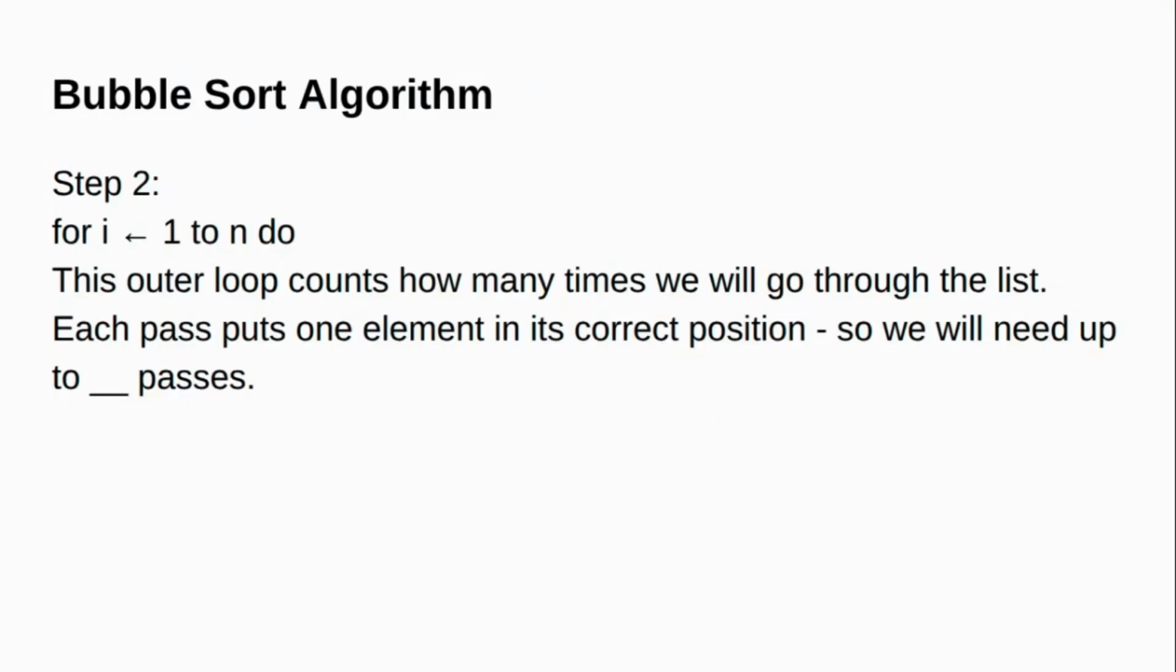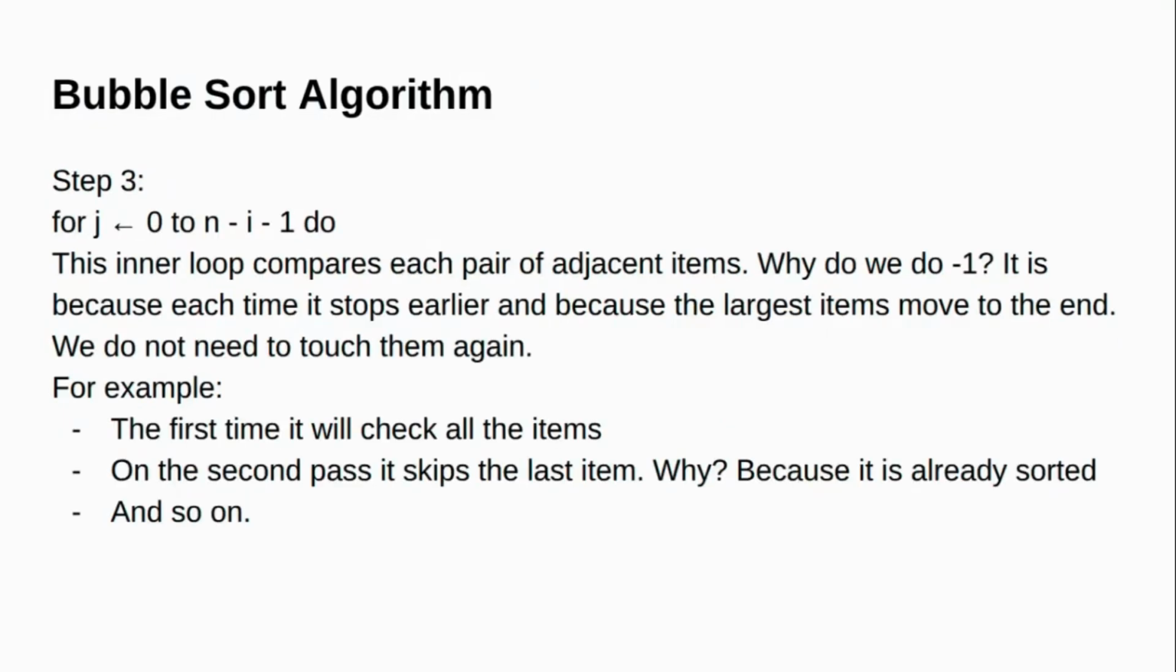The next thing is the outer loop. The outer loop counts how many times we are going to go through the list. Each pass is going to put one element in its correct position, so we will need up to n passes, where n is the number of elements within the dataset.